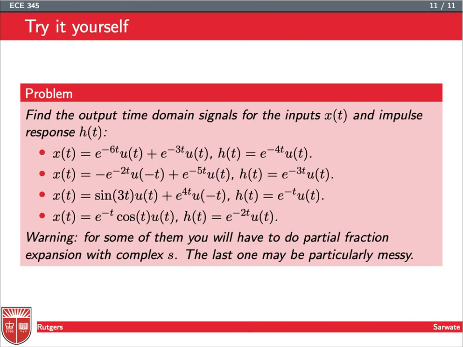As always, try to do some examples yourself. So try to find the output time domain signals for these pairs of x's and h's. And just as a warning, for some of these, you're going to have to do some kind of messy partial fraction expansions. The last one is going to be a little bit messier because of this e to the minus t cosine t. It's going to have a much more complicated formula for the Laplace transform. But again, doing these types of problems will help build some intuition and also build some facility with working with Laplace transforms and also partial fraction expansion.